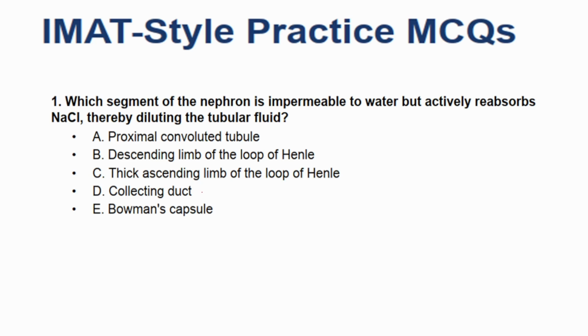Never let examiners trick you into conflating water permeability with active solute transport, because the nephron separates these mechanisms to generate the medullary osmotic gradient. Question 1 reads, which segment of the nephron is impermeable to water but actively reabsorbs NaCl, thereby diluting the tubular fluid? The options are proximal convoluted tubule, descending limb of the loop of Henle, thick ascending limb of the loop of Henle, collecting duct, and Bowman's capsule.